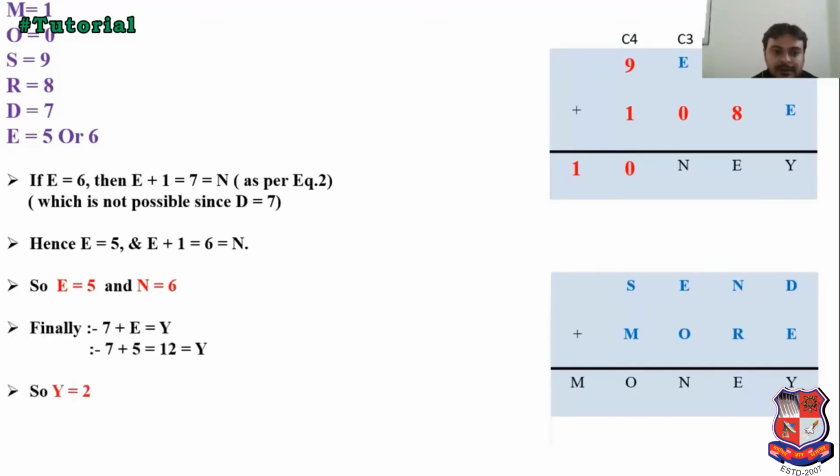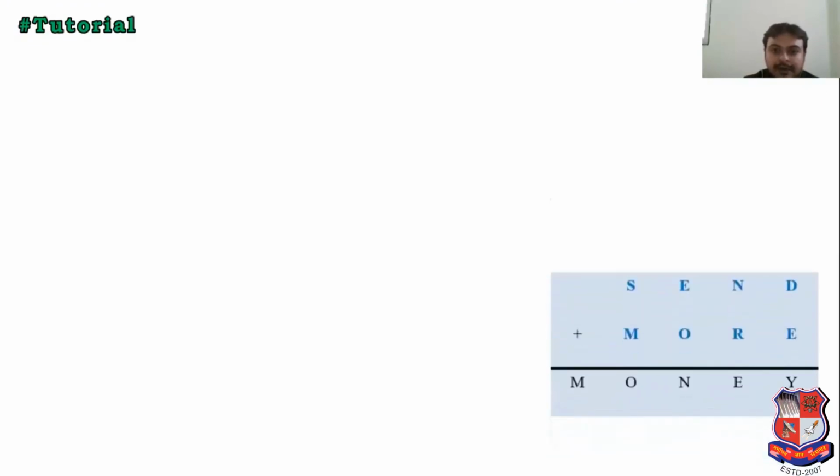So finally we can apply these values for column number 1 and we can find out the value of y. So the value of y is equal to 12. Okay, so y is equal to 2 and it generates the carry for column number 2. Okay, so this way we have found the value of every alphabet.